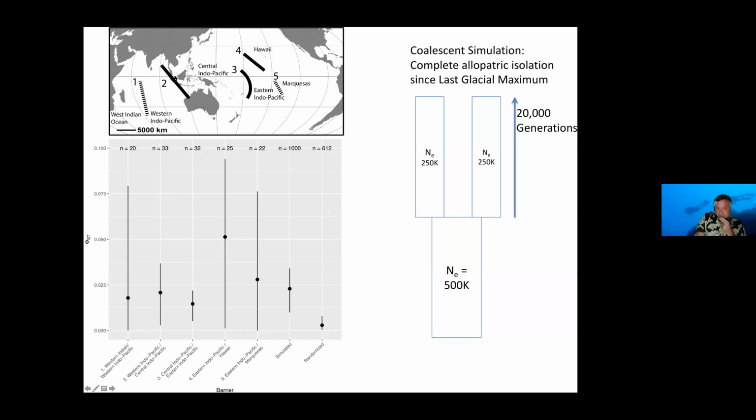And so that was fairly eye-opening. We can't distinguish whether there is ongoing gene flow. There might be ongoing gene flow, but we simply can't distinguish that. But it could be that gene flow is low or negligible across these barriers.